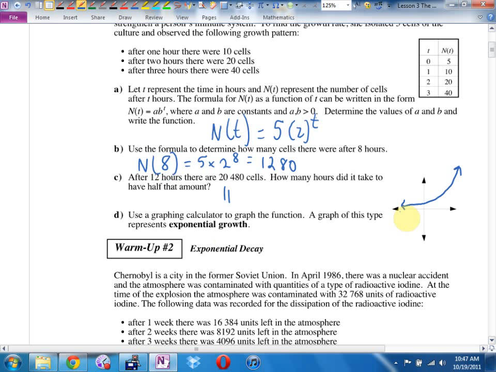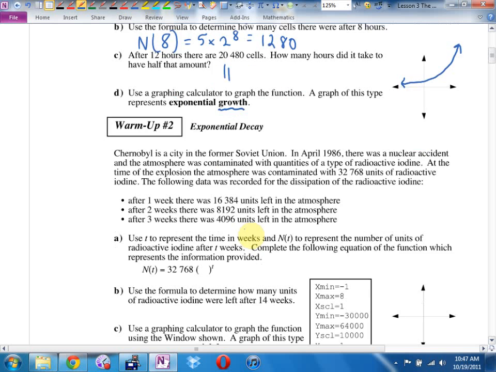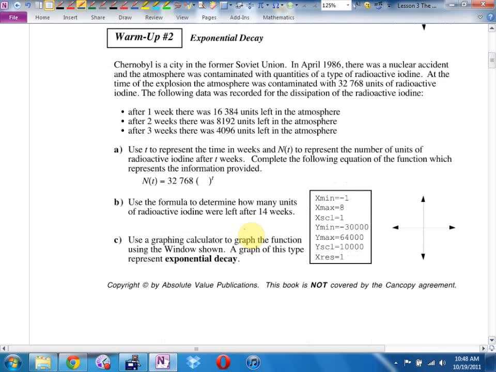You know what an exponential decay graph looks like? It gets smaller as we move to the right. Chernobyl is a city in the former Soviet Union. What happened at Chernobyl? Why is Chernobyl famous? Eric. More specific, there are plenty of places that have nuclear power plants that aren't famous. What happened at Chernobyl? Sorry? Didn't blow up.